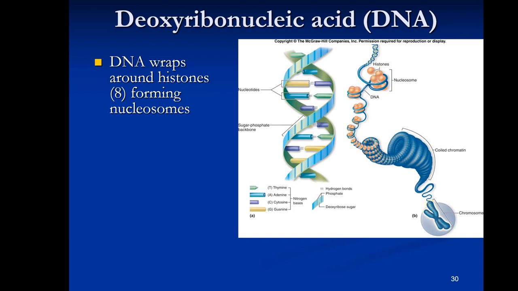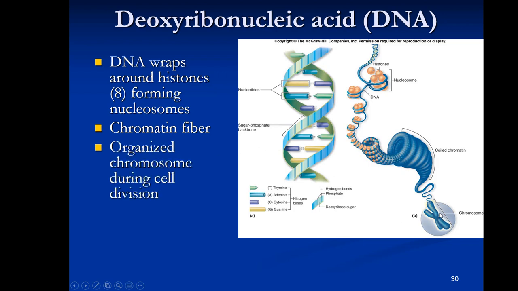All right, and then the packaging of the DNA. DNA in its form wraps around these proteins called histones. It wraps around eight of those, and you get something called a nucleosome. And then you get a long chain of these nucleosomes, and it turns into what we call a chromatin fiber. And that's how DNA sits most of the time in the cell. And you can see it coils up like a telephone cord.